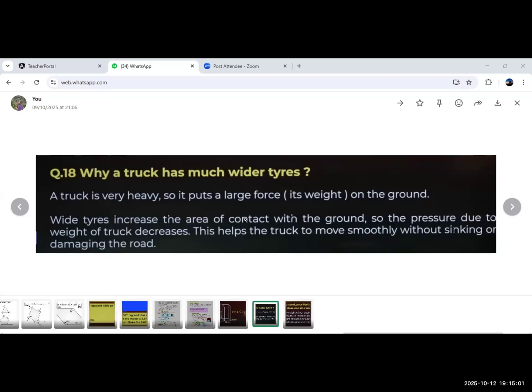Yeah, ma'am. Done. Who's left writing? Tell me. I think everyone has written. Now who's going to explain it to me? Nikhil, would you like to try? Why do the trucks have wider tires? What is the reason?